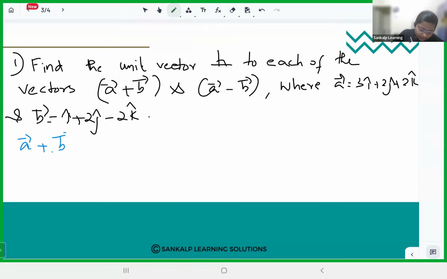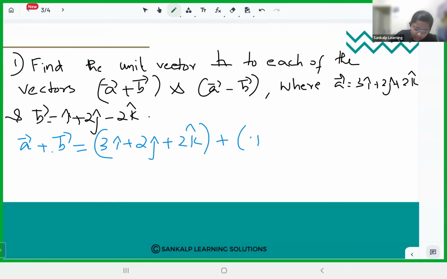How will you add two vectors? Just add their corresponding components. So what is vector A? Vector A is 3i plus 2j plus 2k, right? Plus, what is vector B? It is i plus 2j minus 2k.